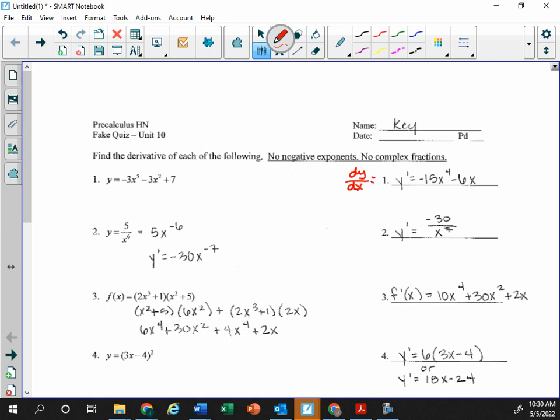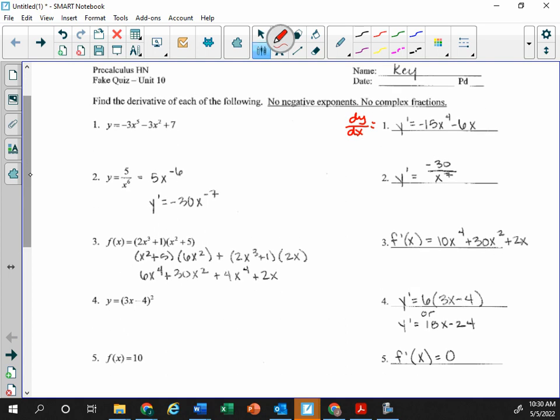Okay. So we'll look at the first 5 and see if we have any issues on those. Number 2, you certainly could do with the quotient rule, but it's faster to rewrite it as a negative exponent and then do the power rule with it, okay? You'll get the same answer, or you should get the same answer, but one way is easier.